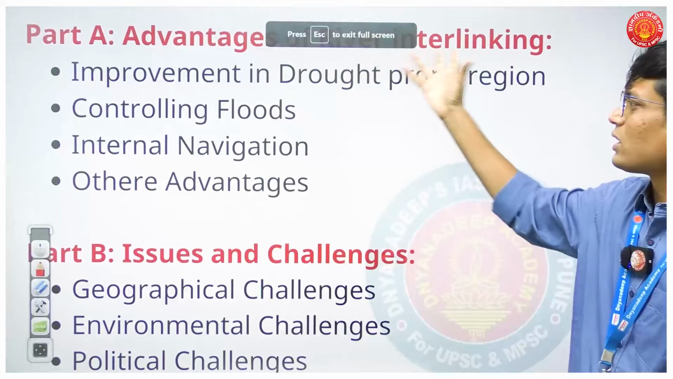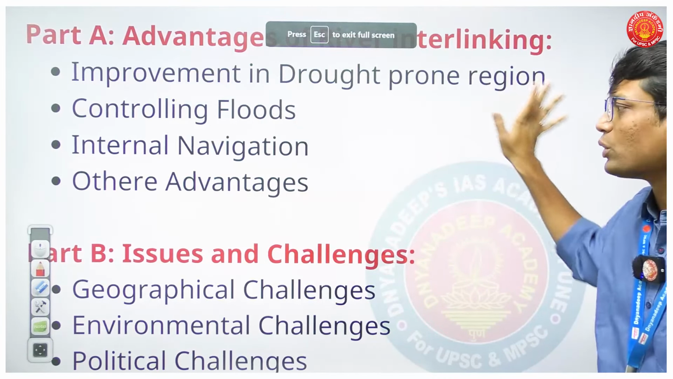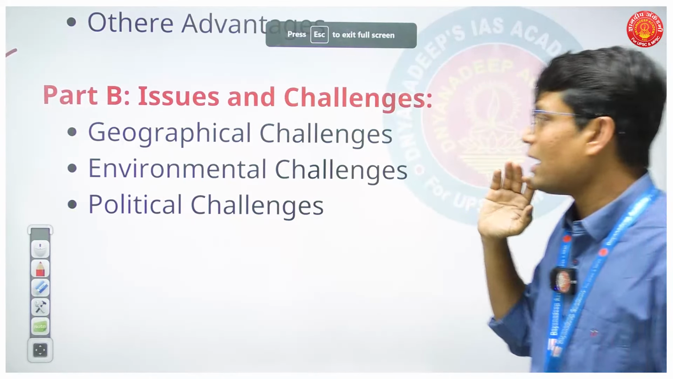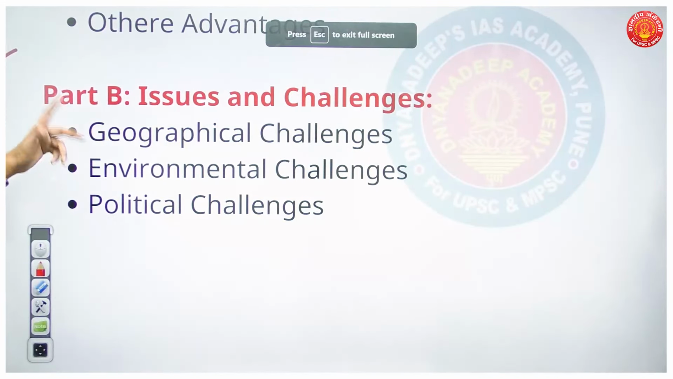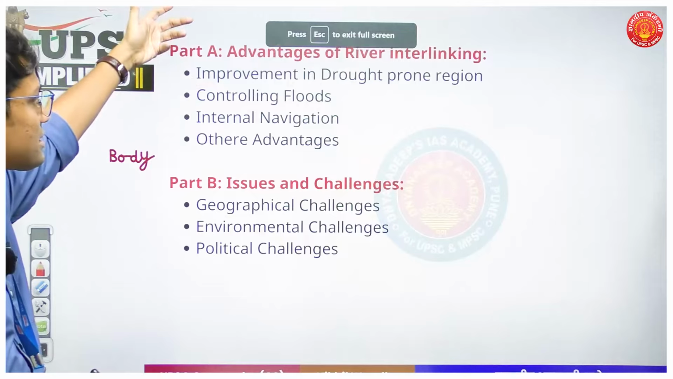Now everyone knows the advantages of river interlinking and so on. This is very static, so I am not going to explain this part. In issues and challenges, I have used some terminologies: geographical challenges, environmental challenges, political challenges, and so on. So the advantages are one part.